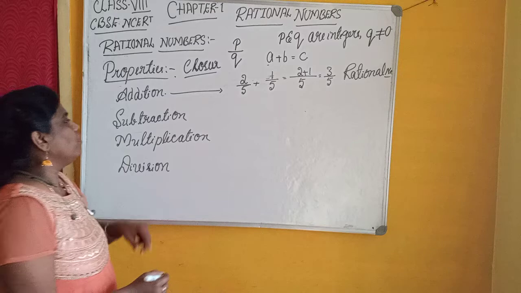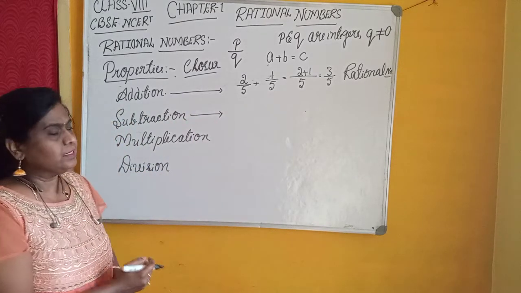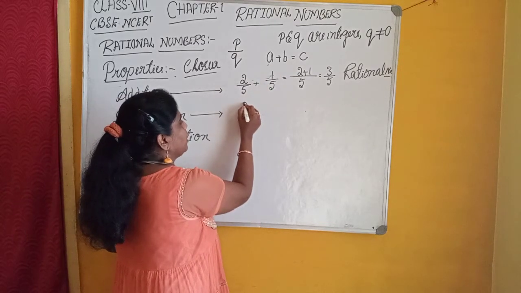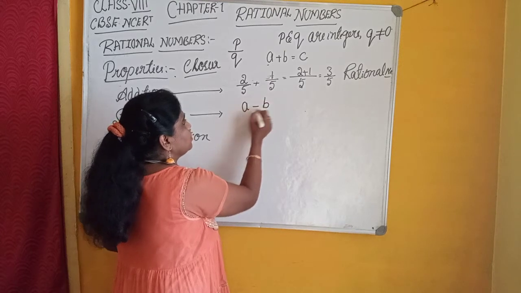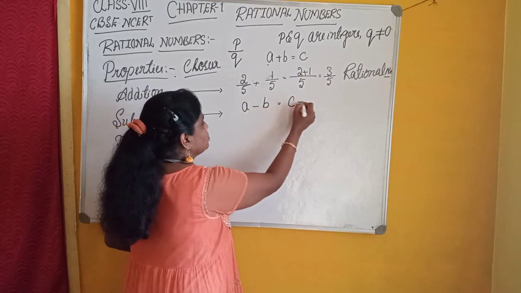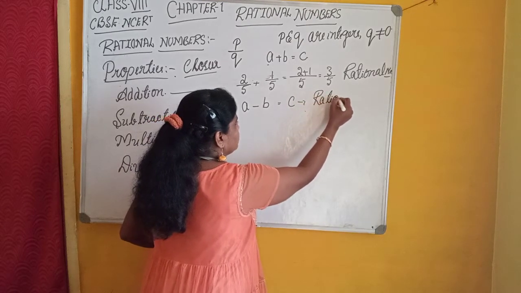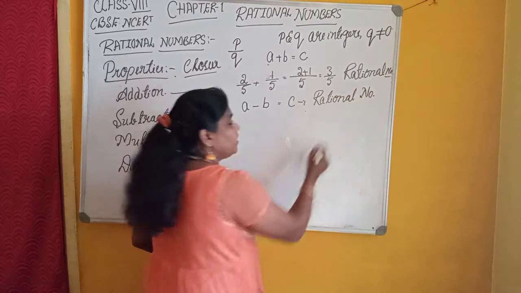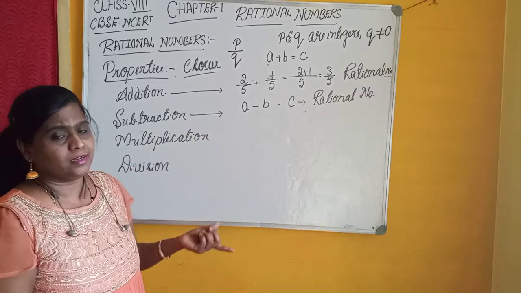Now, let us check for subtraction. Subtraction of the rational numbers. In that case, the general form, A and B are rational numbers, the difference of those is also a rational number. Let us check by taking examples. Consider A is a rational number.